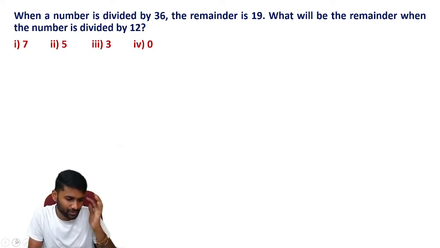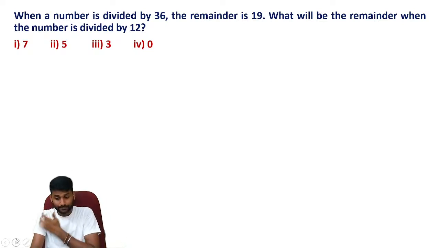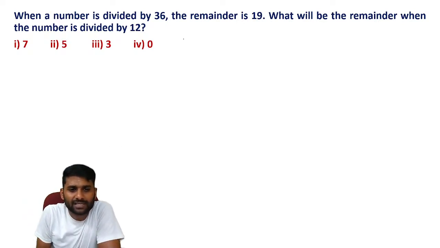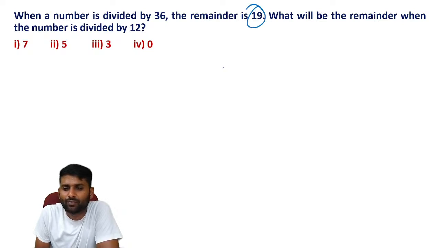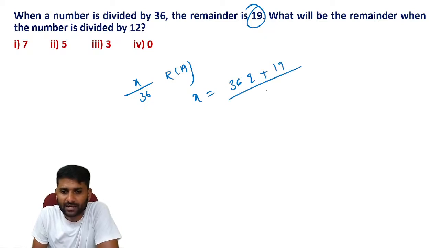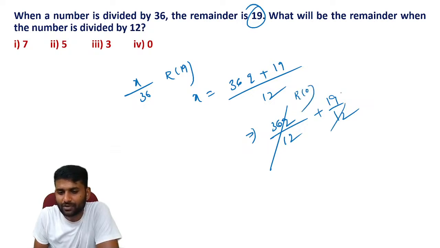Next. Go through this question. When a number is divided by 36, the remainder is 19. What will be the remainder when divided by 12? When a number is divided by 36, the remainder is 19. 36 is multiplied with the quotient and the remainder is 19. Now we are going to divide this number by 12. It means 36 times the quotient divided by 12, and 19 divided by 12. So there is no remainder for the first part. 12 once is exactly 12, so here the remainder is 7.